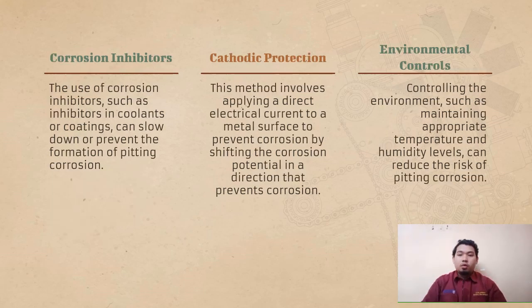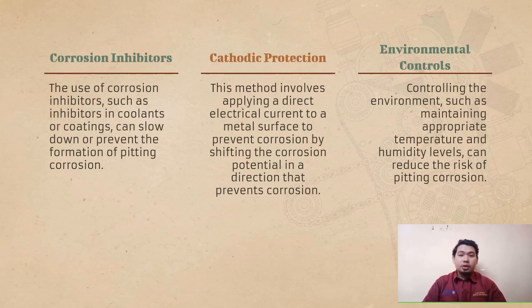Okay, for the next slide, corrosion inhibitors. The use of corrosion inhibitors, such as inhibitors in coolant or coating, can slow down or prevent the formation of pitting corrosion. For cathodic protection, this method involves applying a direct electrical current to a metal surface to prevent corrosion by shifting the corrosion potential in a direction that prevents corrosion.